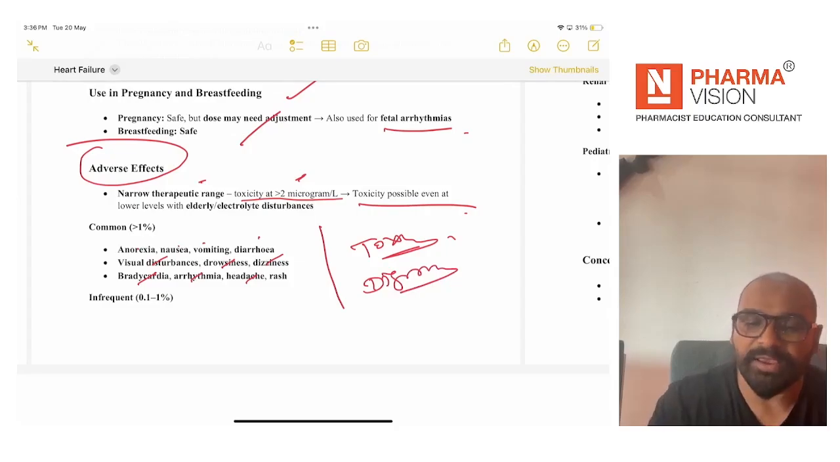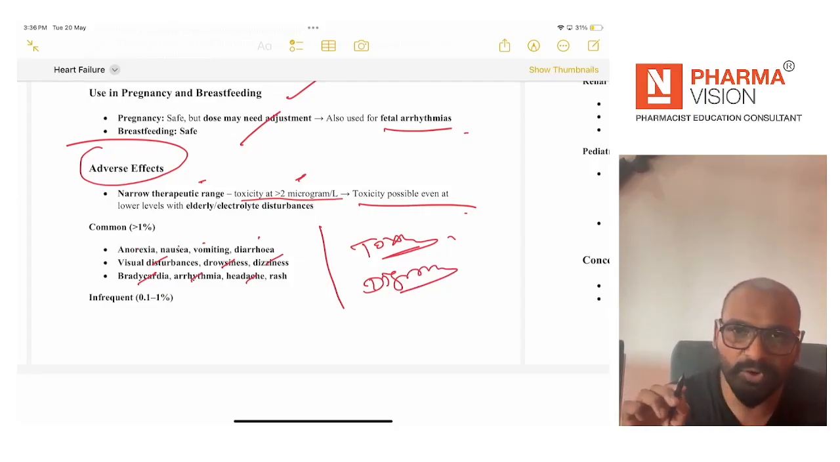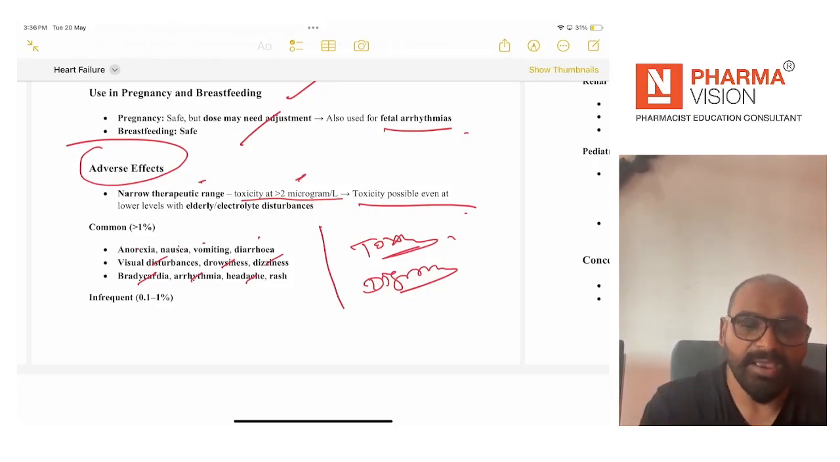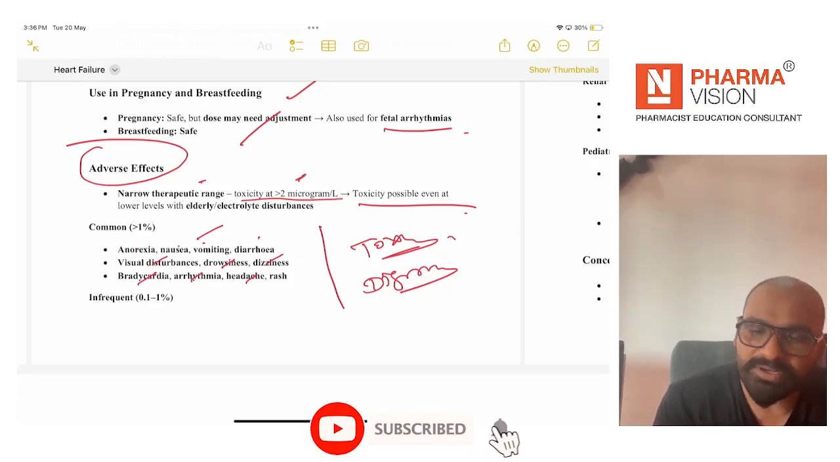In your examination, they might ask questions like: all of the following are symptoms associated with digoxin toxicity except, and maybe they give constipation. This kind of point they can ask in the exam. So you should understand anorexia, nausea, vomiting, diarrhea, visual disturbance, drowsiness, dizziness, bradycardia and arrhythmia. These are the most common symptoms.